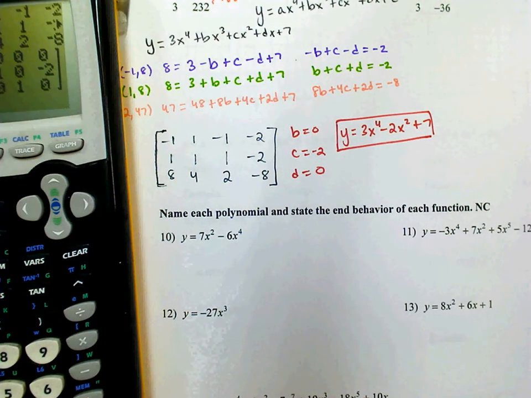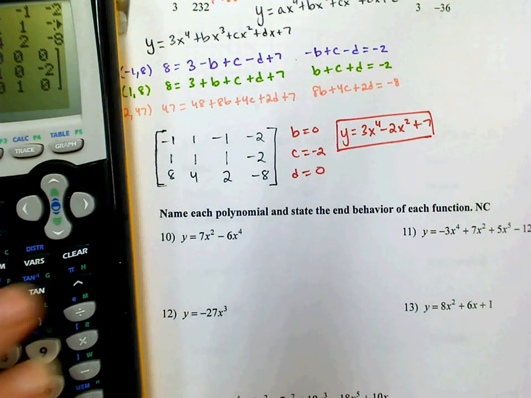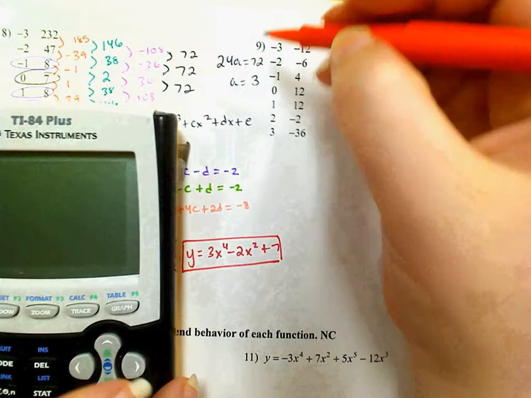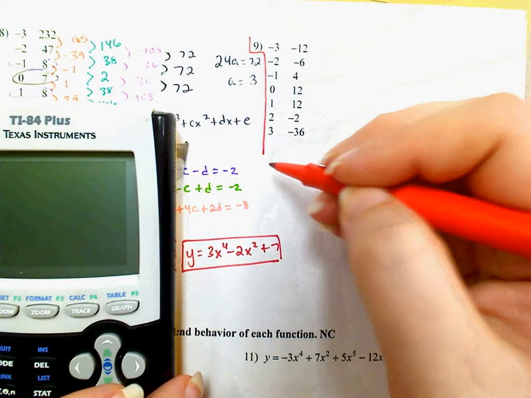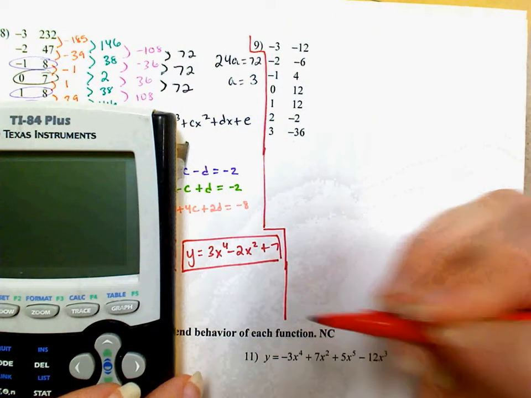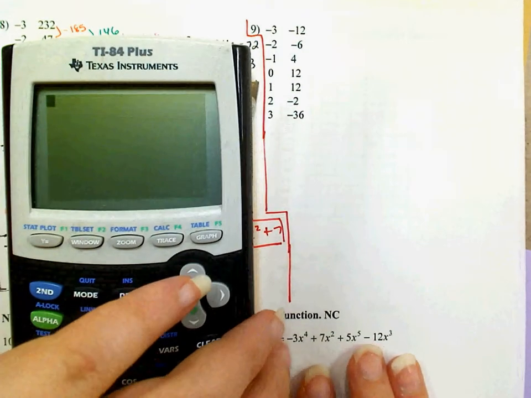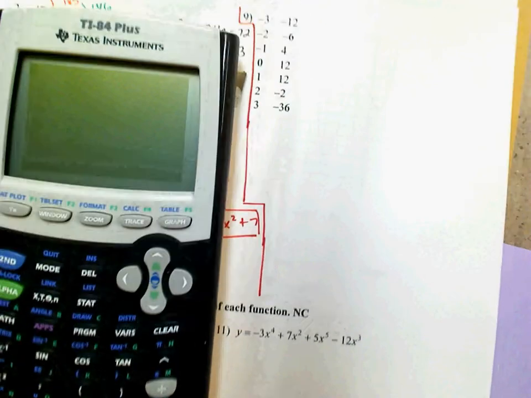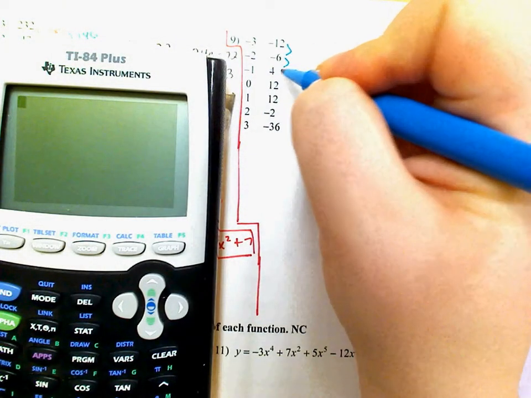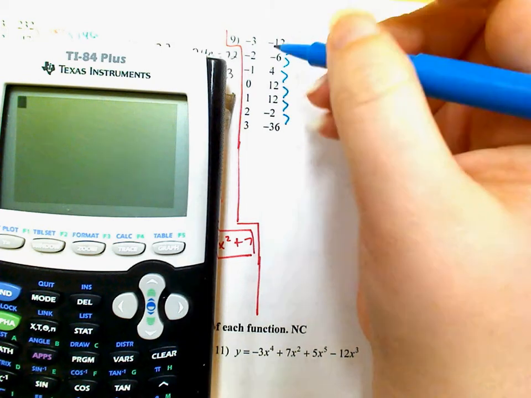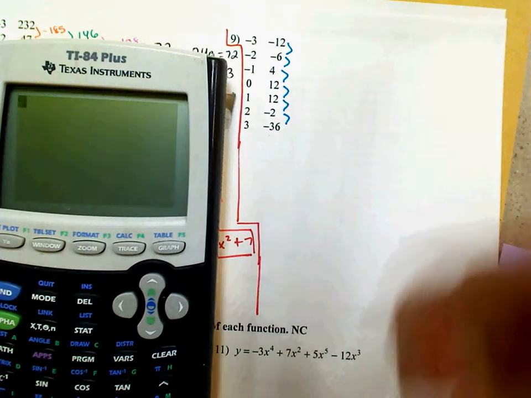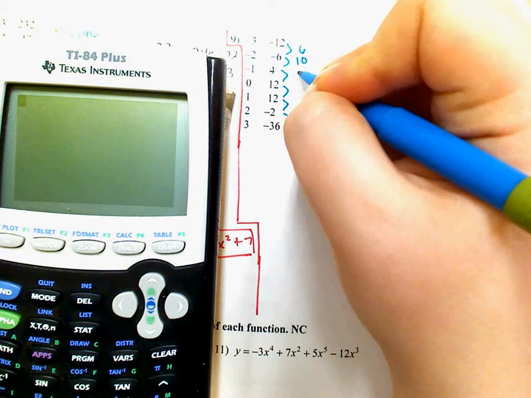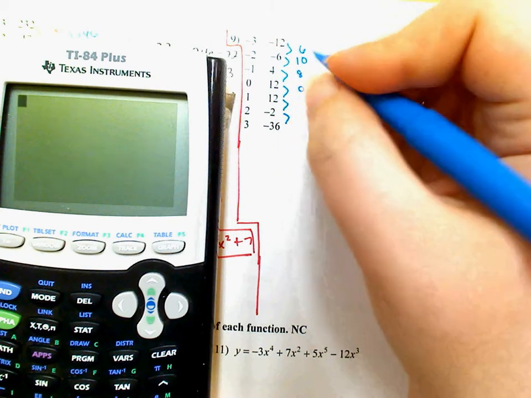Okay? So last one of this type, number 9. Okay. So I need to find my differences. -6 minus a -12 is -6 plus 12, so 6. 4 minus, so that's 10. 12 minus 4 is 8. 12 minus 12 is 0. -2 minus 12 is -14. -36 plus 2 is -34.